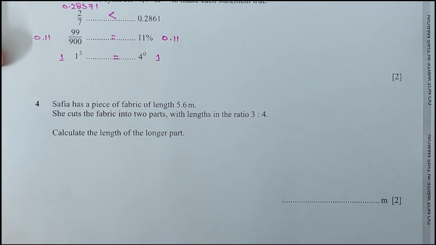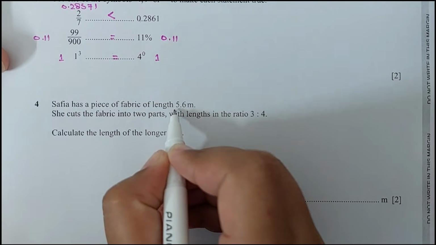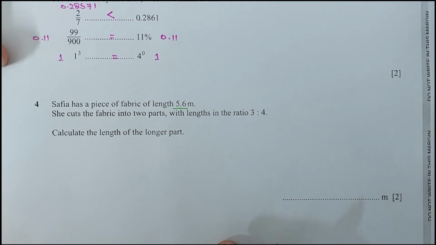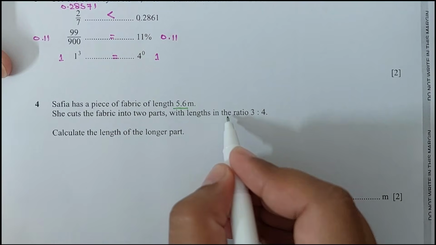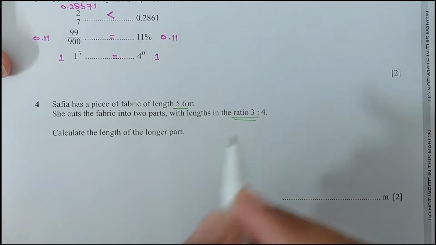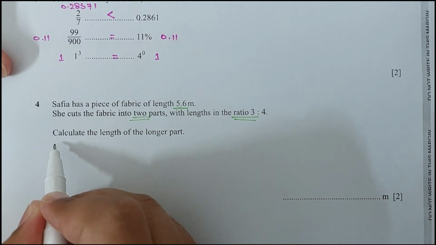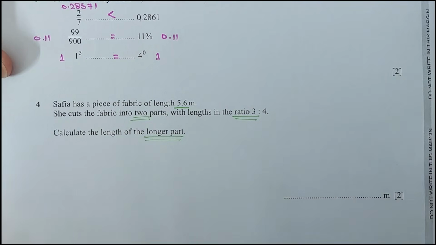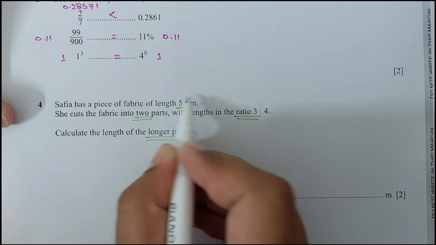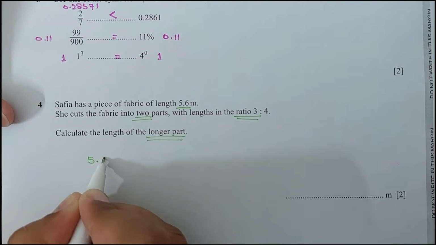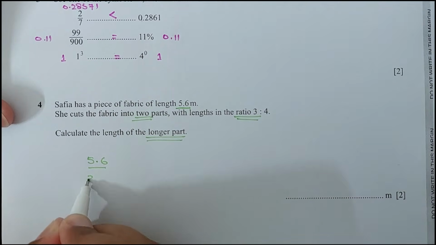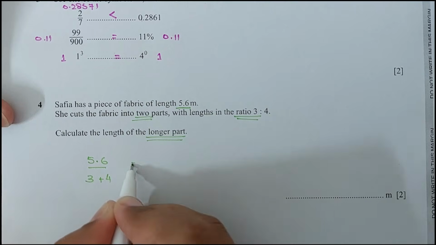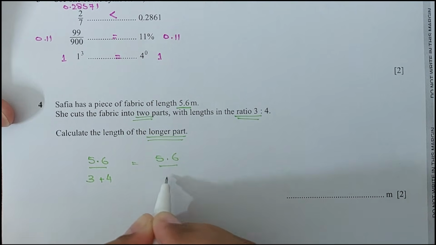Question number 4. Sophia has a piece of fabric of length 5.6 meters. This is the length of the fabric. She cuts the fabric into 2 parts with lengths in the ratio 3:4. Calculate the length of the longer part. So the total length of the fabric is 5.6 divided by the total ratio. The length is cut into 3+4 ratio, so that is 5.6 out of 4 plus 3, which is 7.